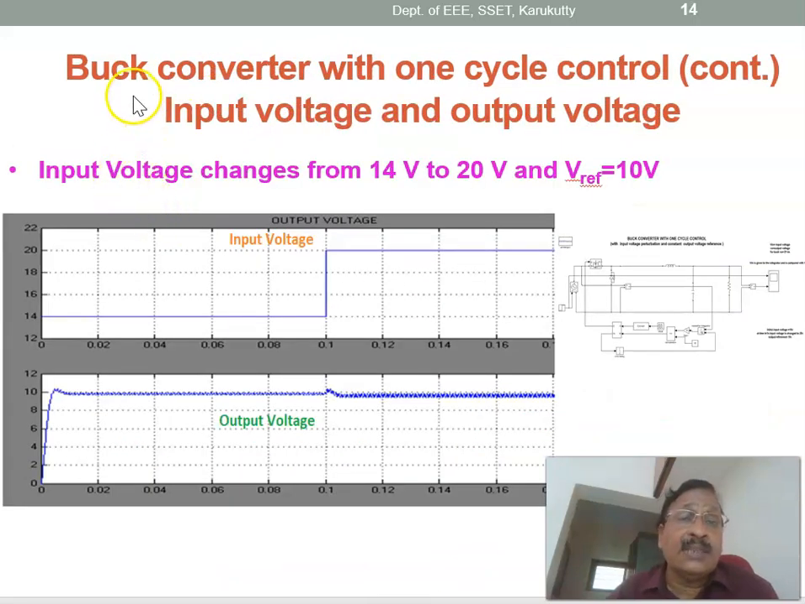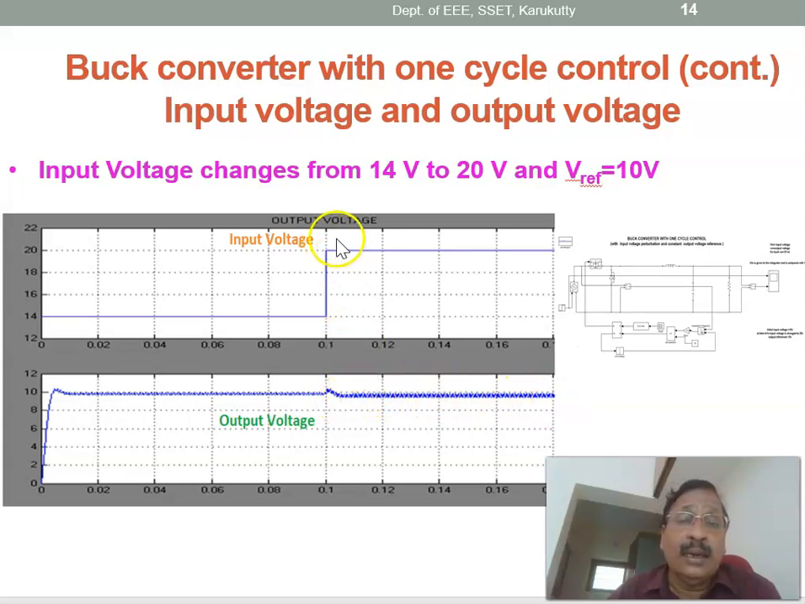Now let us see the response of that buck converter with a one cycle control, the input voltage and output voltage. This is the input voltage variation. It is changing from 14 volts to 20 volts at this instant. The input voltage perturbation is done, but the reference voltage is kept at 10 volts. What we want is for the output to always be 10 volts. We can see that. This is the output voltage. Even though there is a perturbation at this instant and a slight increase, finally it reaches 10 volts again.